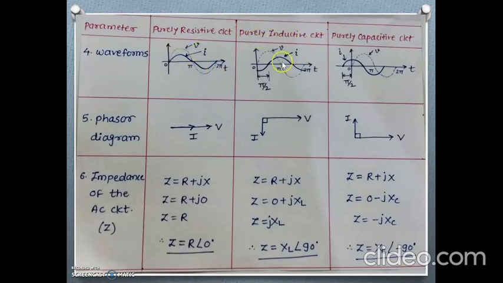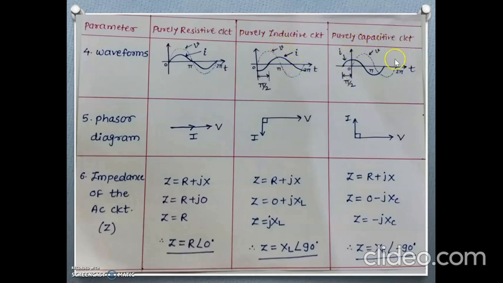In a purely inductive circuit, the current lags behind voltage by 90 degrees, so current starts 90 degrees late relative to the voltage. This is the voltage waveform 0, pi and 2 pi. Between 0 and pi there is an instant pi by 2 from where current actually starts. So it is late by 90 degrees, and its cycle is also completed late by pi by 2 or 90 degrees. Hence, in a purely inductive circuit, current lags voltage by 90 degrees.